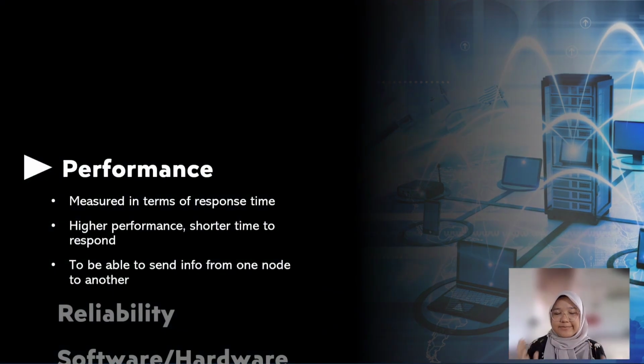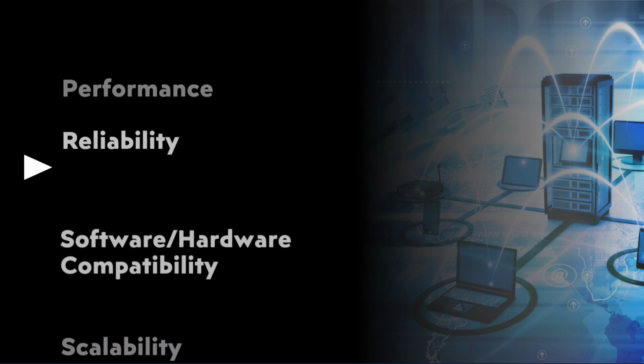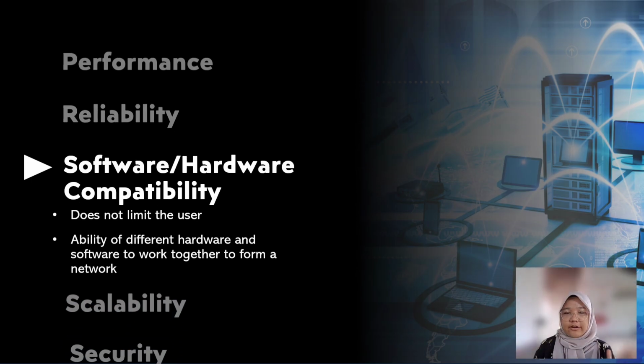So, first is performance. Performance means that the higher the performance, the shorter the time taken to respond in a computer network. Next, we have reliability. Reliability means that the computer network should always have data available when needed and should not have any failure. Next is software or hardware compatibility. So this does not limit the user to only using certain software or hardware in a network.